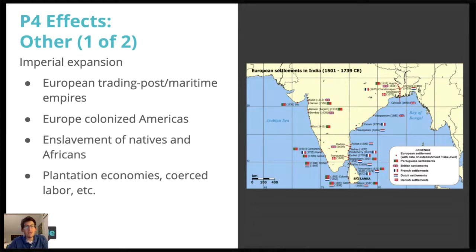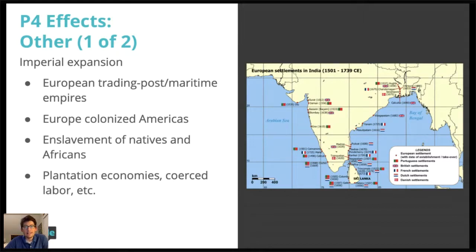Beyond that, with expansion, we see, especially in the Americas, for example, the enslavement of natives. We see the enslavement of Africans who are brought to the Americas to work in these plantation economies with coerced labor, predominantly African slaves. There, of course, was an era in time period 4 where Europeans used indentured servants, but that falls out of favor in favor of using African slaves. So these are some of our other effects that we have to think about.